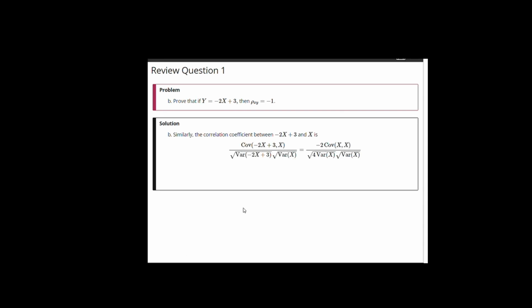Solution. For part B, we have very similar calculation. The covariance of -2x plus 3 with x in the numerator becomes -2 times the covariance of x with itself. The variance of -2x plus 3 in the denominator becomes 4 times the variance of x. And again, we take the square root of 4 outside. We're left in the numerator with -2 times the variance of x, and in the denominator we're left with 2 times the variance of x. That ratio is -1.